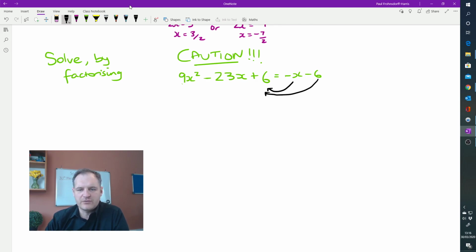Meaning I am going to put the x squared in here, and I'm going to do this as 10x squared, because I've added this x squared on, minus 23x stays the same, and plus 12 because we've added 6 on.